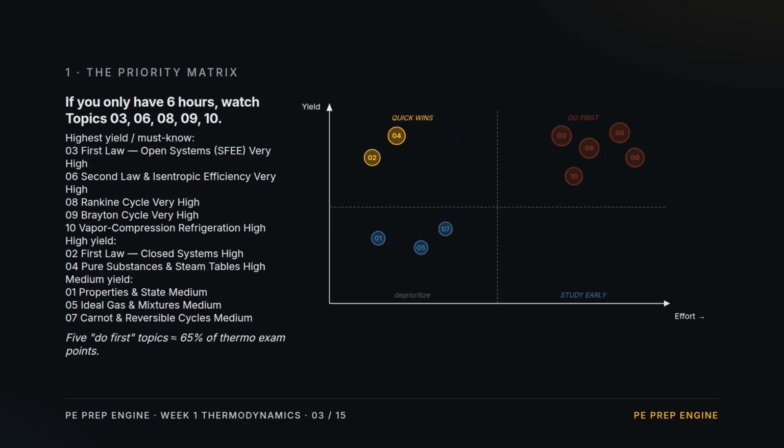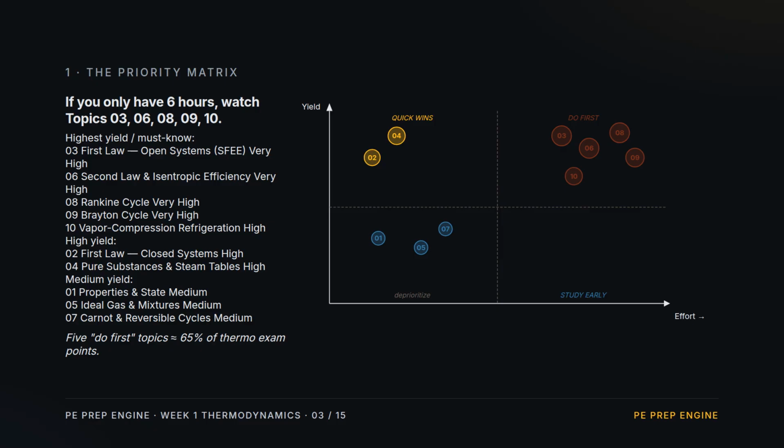The priority matrix: effort horizontal, yield vertical. Upper right is due first, topics 03, 06, 08, 09, 10. Open system first law, second law, and isentropic efficiency. And the 3 cycles: Rankine, Brayton, vapor compression. About 65% of thermo points. With 6 hours, spend them here.